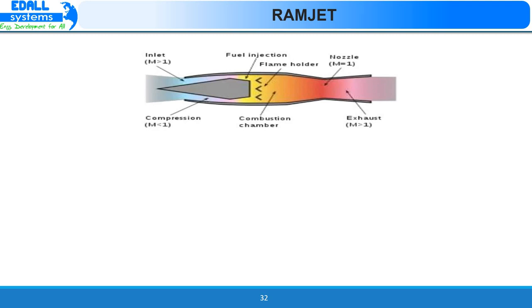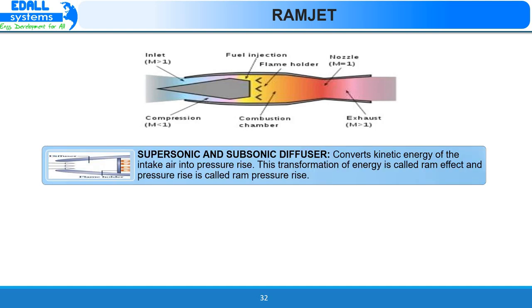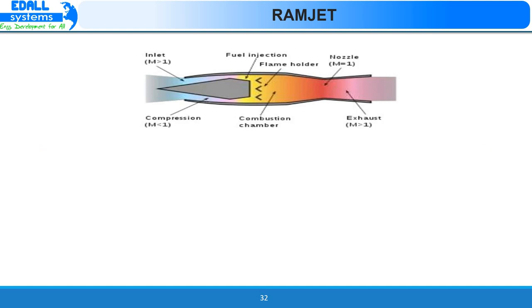A ramjet engine is a variant of jet engine that eliminates the rotating parts like compressor and turbine from a regular jet engine. Next, we shall see the parts and functions of ramjet engine.